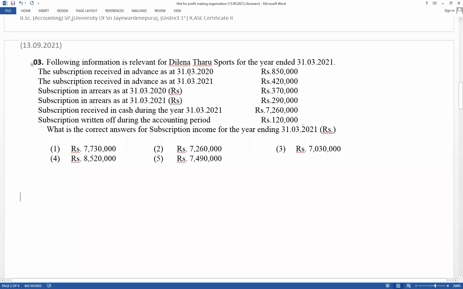Given subscription received in advance, previous year closing balance became this year opening balance. And subscription received in advance closing balance has been given as at 31st March 21. Our accounting period ends 31st March 21. Then given subscription in arrears 31st March 20, that is opening balance. Arrears mean assets. As well as given subscription in arrears as at 31st March 21, that is a closing balance. Receivable amounts. And in this example, it has given subscription received in cash.